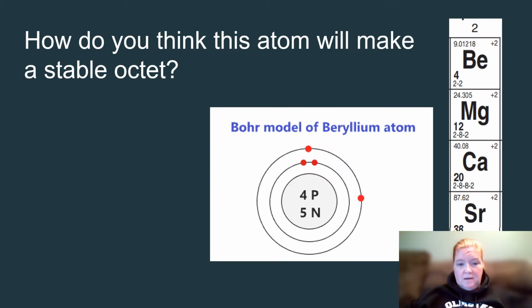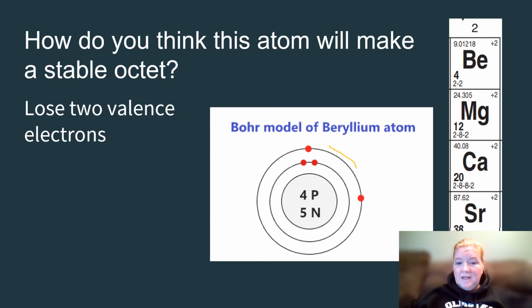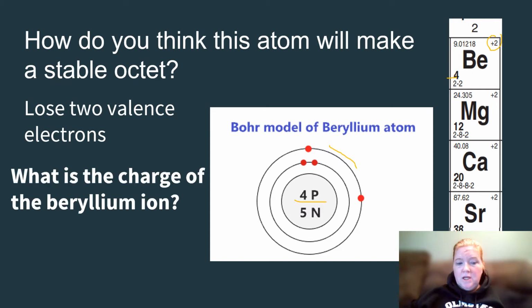So how would this atom make a stable octet? Again, we look at the outermost energy level, and it's going to lose 2. So it's 4 protons. That means it's right here. It's beryllium. What is its charge going to end up being? Well, +2. Now, why is that stable? Well, because it lost these. All that's left is 2 total, just like helium.